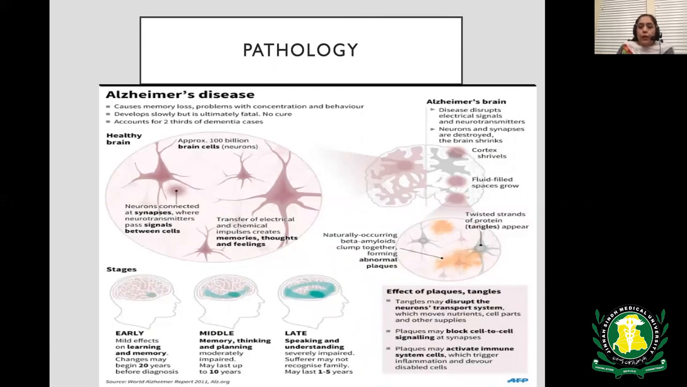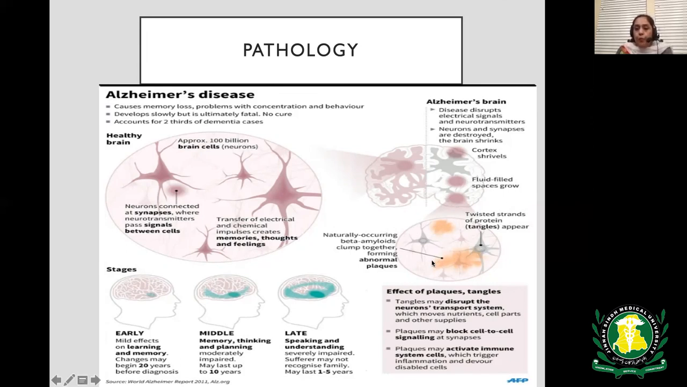If we look at the pathology of these brain cells, from this normal brain, a naturally occurring protein called beta amyloid clumps together, and the clumps are called plaques. These are extracellular, inside the brain tissue. And we also see the most pathognomonic finding, the tangles. These are twisted strands of proteins, and they are intracellular, deposited inside the neurons.